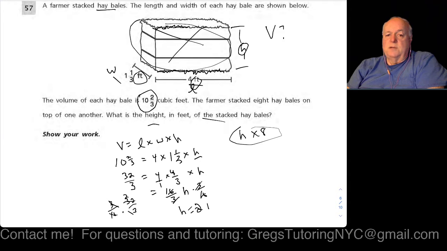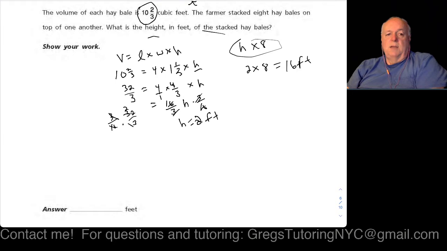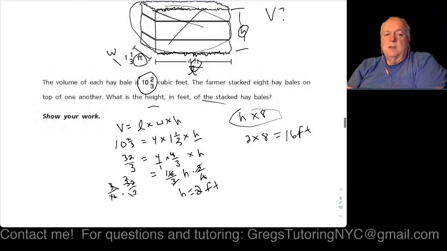So if we have 2 times 8, the total length of the 8 bales is going to be 16 feet. Okay, nothing is asking us to convert it. Let's make sure, if we go down here, yep, it says feet. We didn't need to convert it to yards or anything like that. And you can go back and double check your work because it's mixed fractions. They're always tricky and so on.